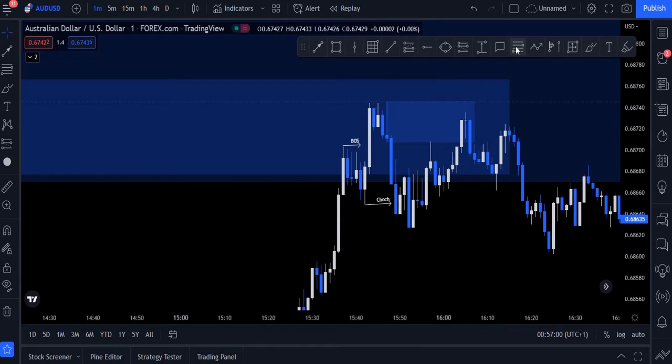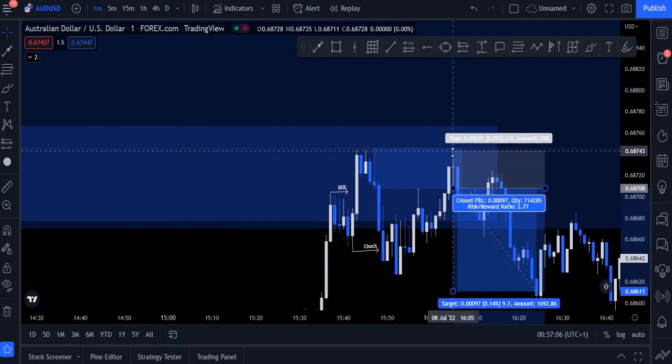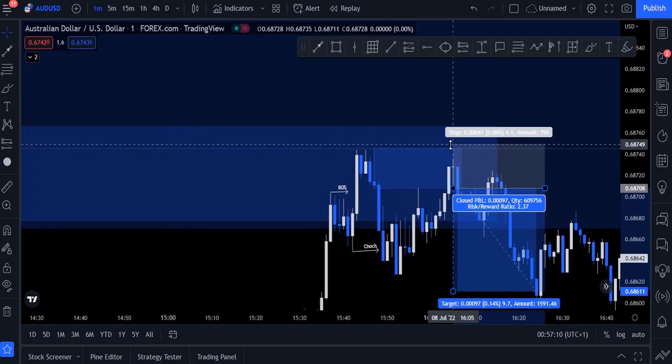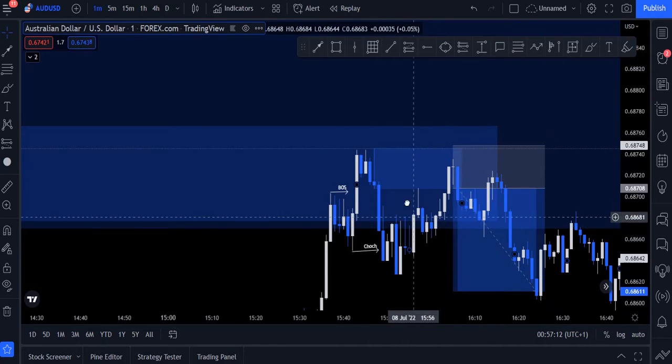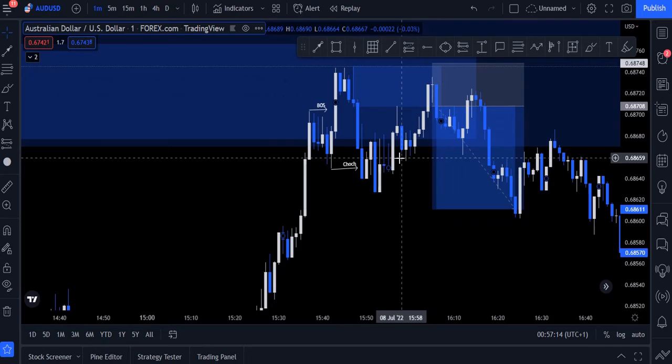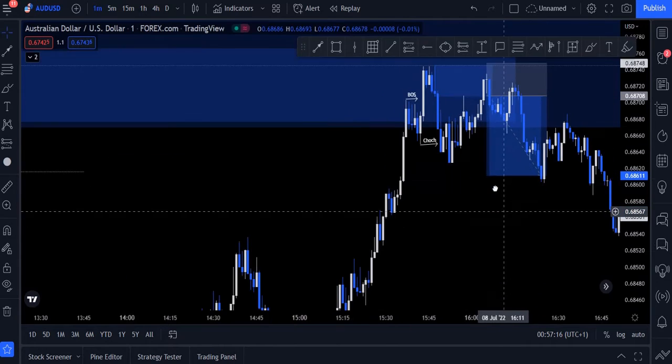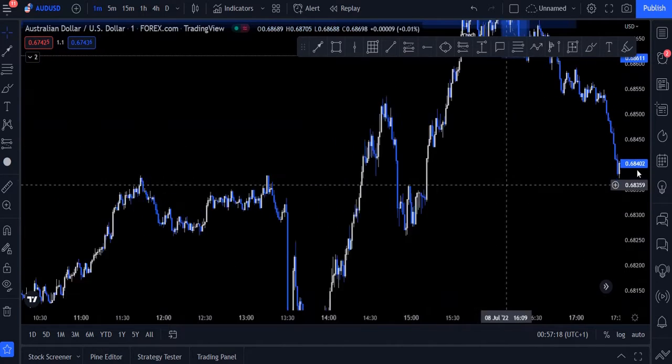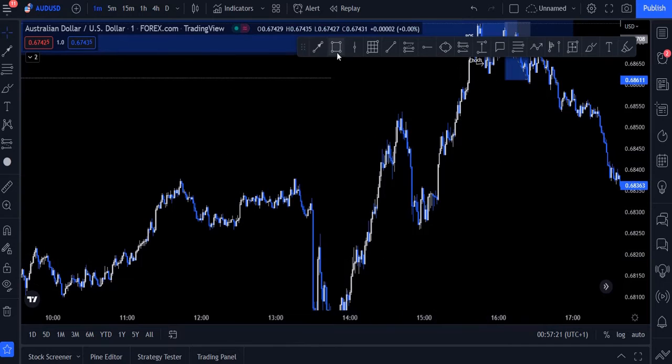Alright, so this was where I entered off short from here. Place entry here. My stop loss above this high. So it was a 4 pips stop loss. Yeah, it's 4 pips. I just put it slightly above the high. And where did I target? My first target was at this low here.